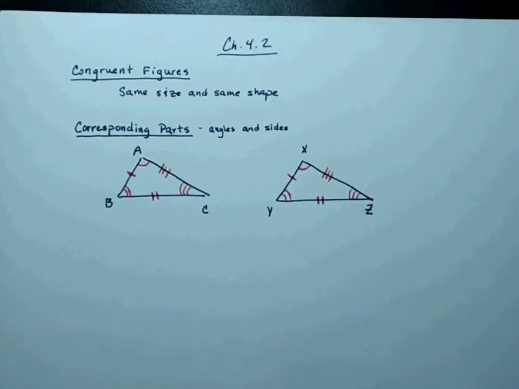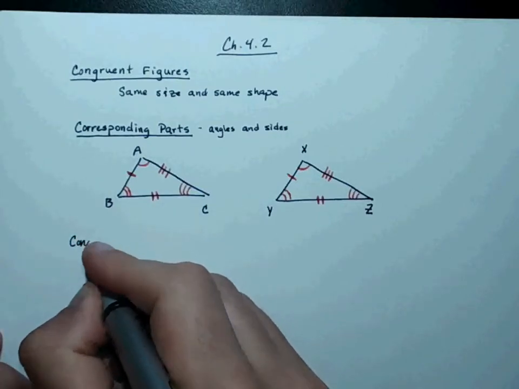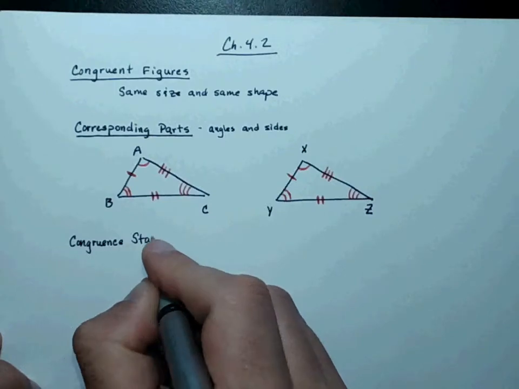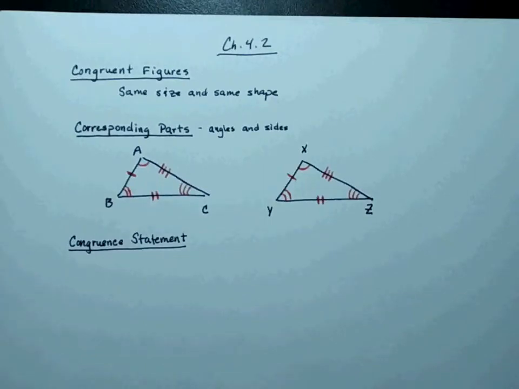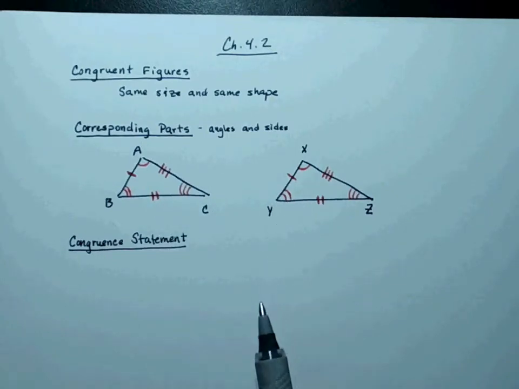The way that we use this is when we want to write what is called a congruence statement. If I want to write a congruence statement or a statement of congruence, all I'm going to do is say that this triangle is congruent to this triangle. The way that I'm going to do that is I'm going to have to match up my corresponding parts. So let's see what that means.